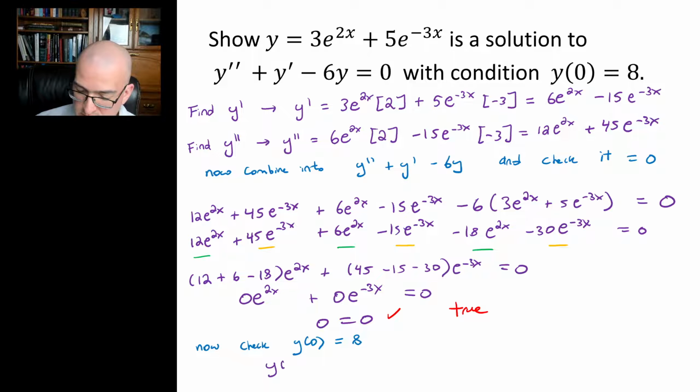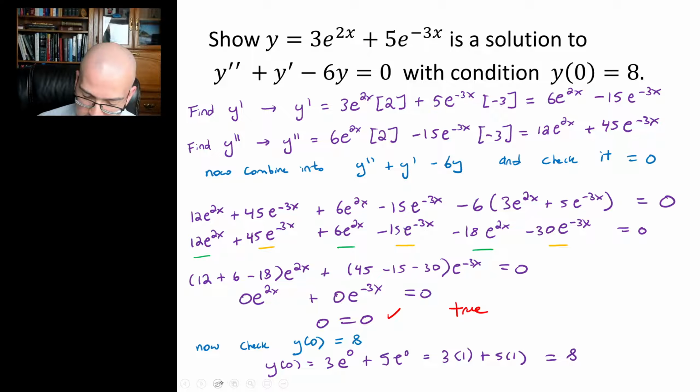So y at 0 is going to be 3 e to the 2 times 0, so 3 e to the 0, plus 5 e to the negative 3 times 0, so 5 e to the 0. That'll be 3 times 1 plus 5 times 1, and that's 8. So that's also correct. That's what is required here.